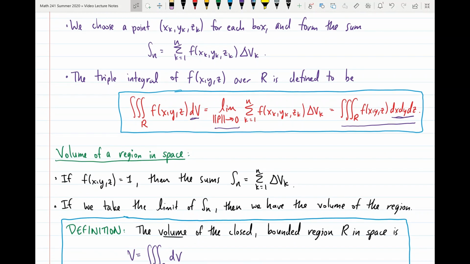Okay, so again, the definition is probably what you would expect it to be for the triple integral, and the way that we calculate triple integrals is going to be similar to the way that we calculate double integrals. We just have an extra variable to account for.